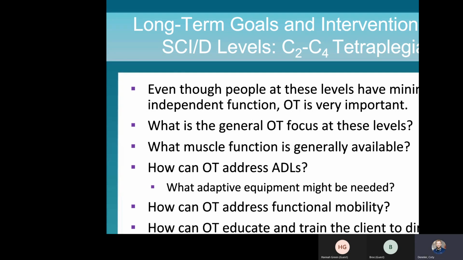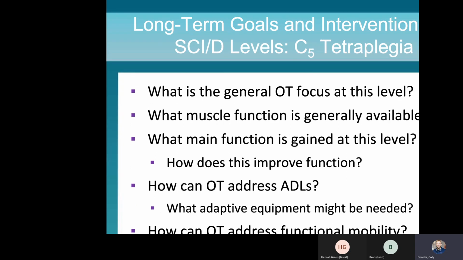All right, so then you've got the level C5. They're also considered to have tetraplegia. If you look at the movements gained and the movements spared, they have their head, neck, shoulder. They have some biceps brachii for elbow flexion. They could do some supination.